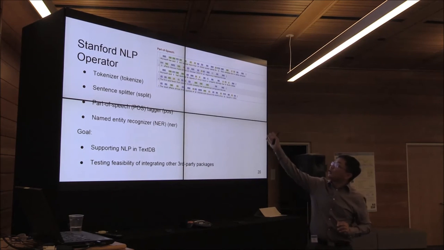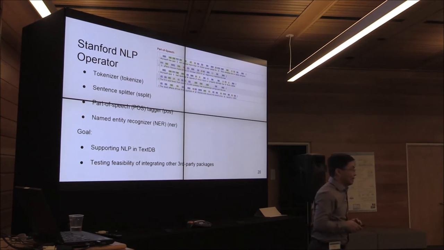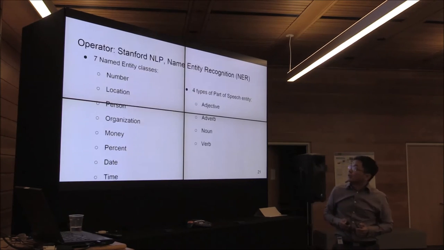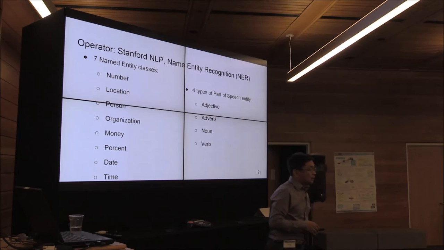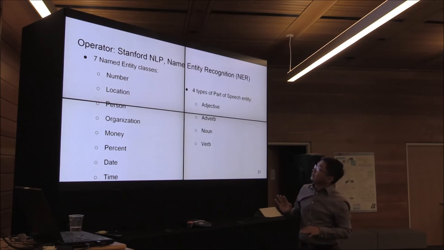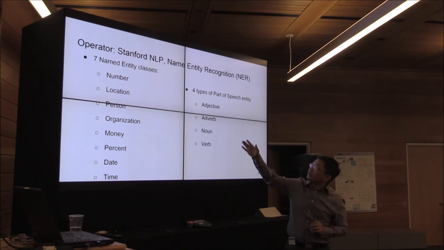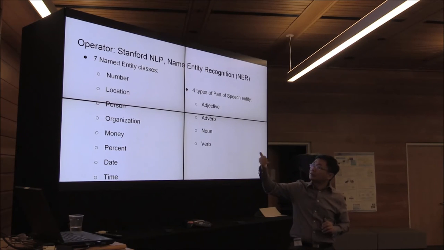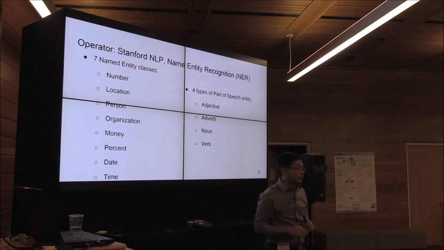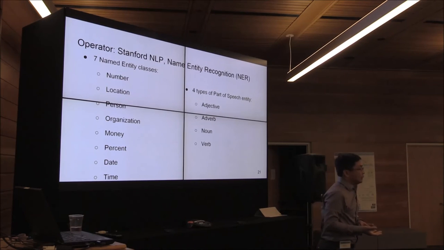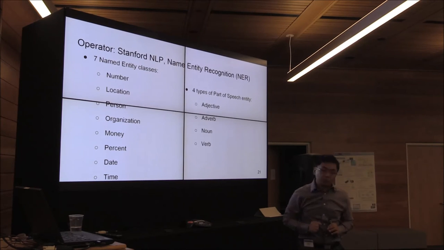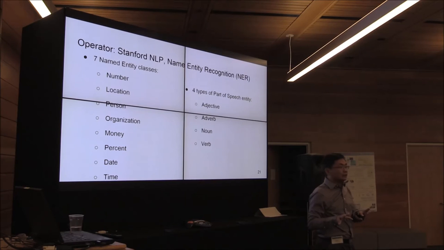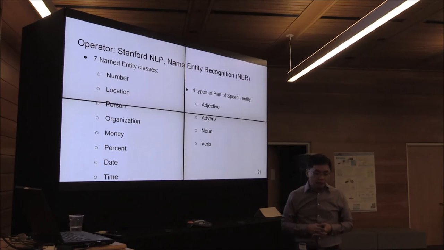So here, I mean, we know this is what the Stanford NLP package can do. You do very advanced analysis of your text document. And what we did initially, by using this package, is we were able to do two kinds of entity recognition. One is named entity classes, like numbers, locations, money, persons, dates, and times. And this is what the package can provide. The other kind is part of speech, like adjectives, adverbs, nouns, and verbs. And these two kinds of entities are already supported.